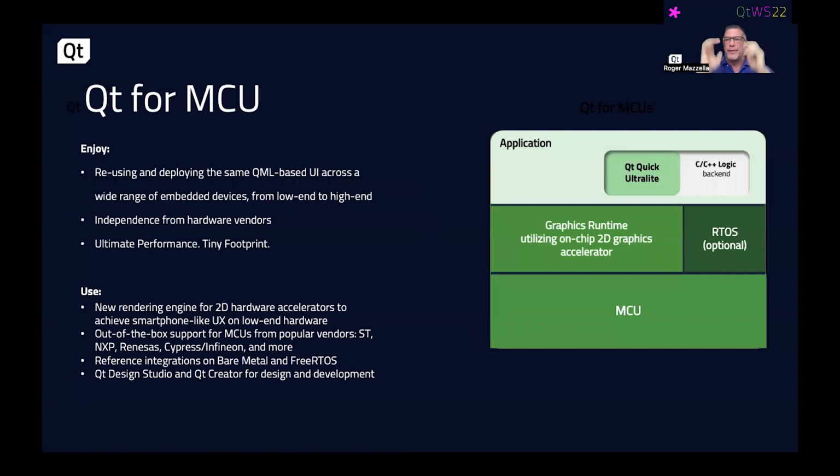So again, I know people have been in other talks. I just want to set the stage of what Qt for MCU is, as a summary. It's reusing and deploying the same QML-based UI across a wide range of embedded devices, now from low to high end. So we can go to the very low end. Again, independence from hardware vendors. The code can work on numerous different boards and chipsets, and we're looking at ultimate performance on this tiny footprint.